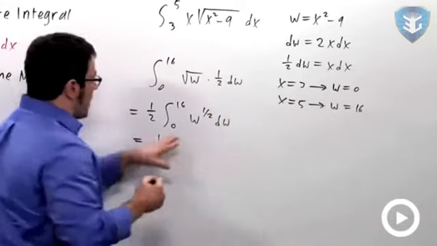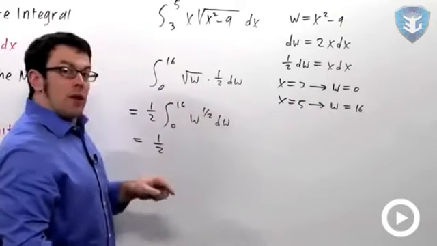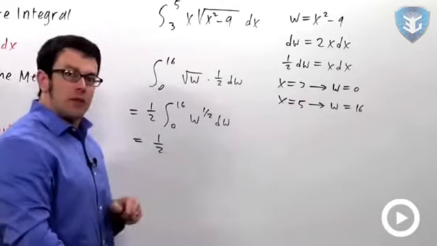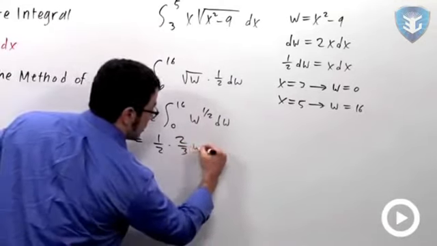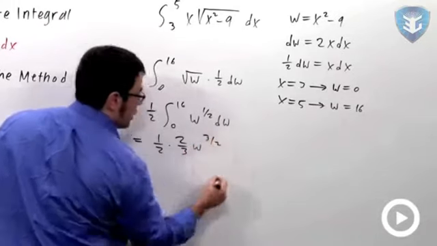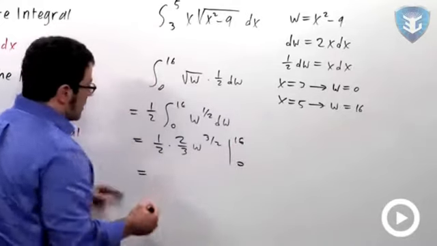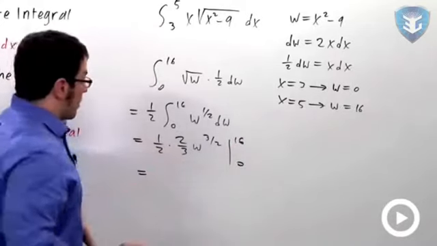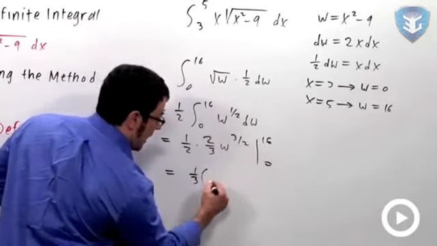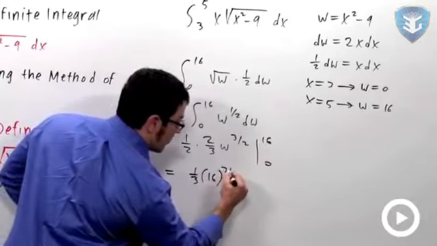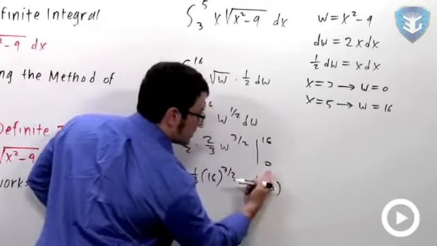This is 1/2, and now I need an antiderivative for w to the 1/2. I raise the exponent by 1 to w to the 3/2 and divide by 3/2, which is the same as multiplying by 2/3. So this is 2/3 w to the 3/2. And I want to evaluate this from 0 to 16. Now 1/2 times 2/3 is 1/3. So it's 1/3 16 to the 3/2 minus 1/3 0 to the 3/2.